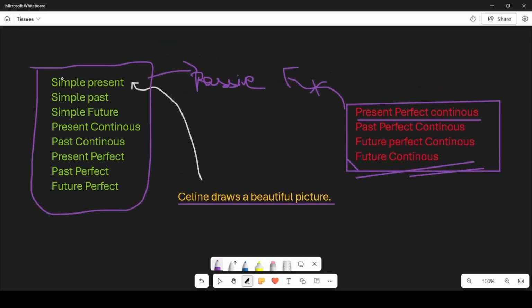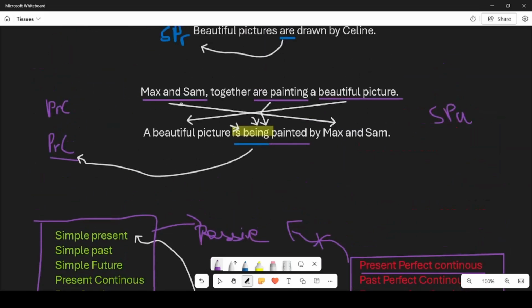If you want, I'll give you examples for each of these tenses. Simple present: Celine draws a beautiful picture. In passive voice, it will become beautiful pictures are drawn by Celine. In simple past, let's say Anil made a frame. In passive voice, it'll become a frame was made by Anil. Present continuous: we took an example here. Max and Sam together are painting a beautiful picture. A beautiful picture is being painted by Max and Sam.